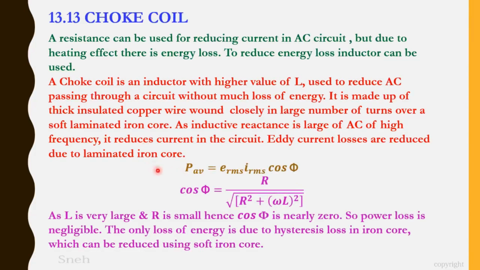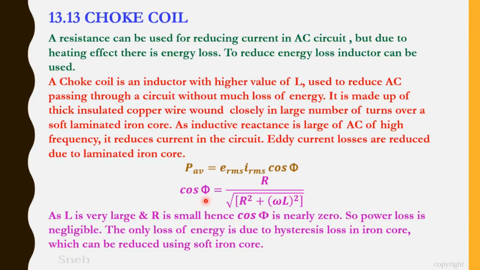Power for this choke coil is given by average power is equal to E_RMS I_RMS into cos phi. Now what is cos phi? R upon R squared plus omega L squared. Now see here, I don't have a term of C. I don't have omega C or 1 upon omega C, because what I am considering in this circuit is only an inductor present with a resistor. That is my assumption. There is no capacitor, or in short I say that this is an LR circuit.